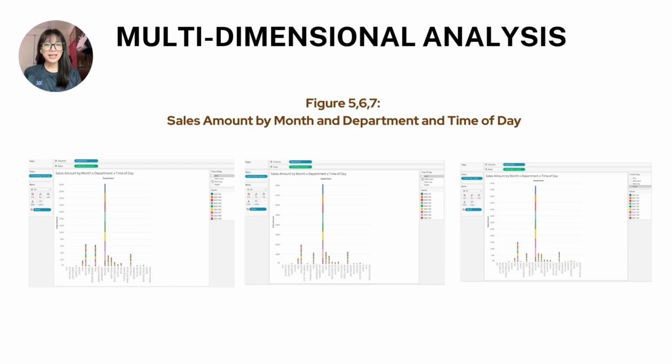Finally, for multi-dimensional analysis, we combine three dimensions, which are month, department, and time of day. This analysis reveals distinct purchasing patterns across departments at different times of the day, such as morning, afternoon, and night. In conclusion, the star schema design successfully supports one-dimensional, two-dimensional, and multi-dimensional analysis, enabling flexible and meaningful business intelligence reporting.